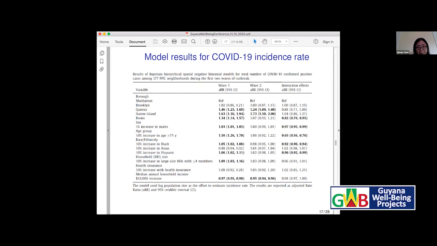Neighborhoods with a higher percentage of Black population or Hispanic population have a higher incidence rate in wave 1, but not in wave 2. Also, neighborhoods with a larger percentage of large households have a higher rate of infection in wave 1, but not in wave 2. Insurance has no association, but income is a protective factor. Neighborhoods with a higher household income have a low incidence rate for both wave 1 and wave 2. And actually the protective effect is even stronger in wave 2 compared to wave 1.